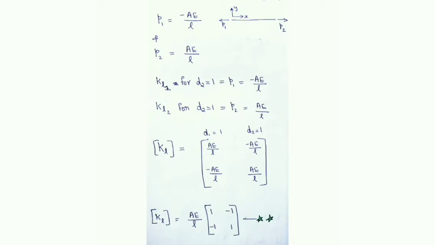Therefore KL is equal to AE by L, minus AE by L, minus AE by L and AE by L, as you can see in the figure for the displacements D1 and D2. Here in this matrix, AE by L is common, so we can take it outside. So local stiffness matrix KL is equal to AE by L into 1, minus 1, minus 1, 1. Okay, so this is our local stiffness matrix for a truss element, that is AE by L into 1, minus 1, minus 1, 1.